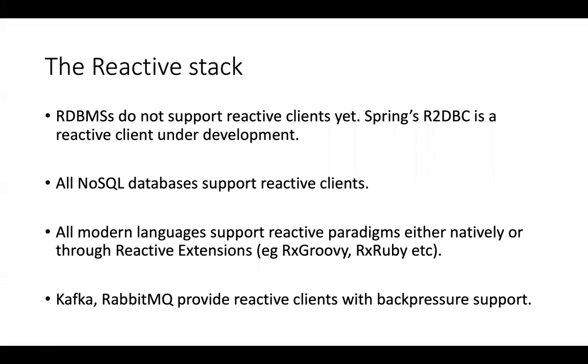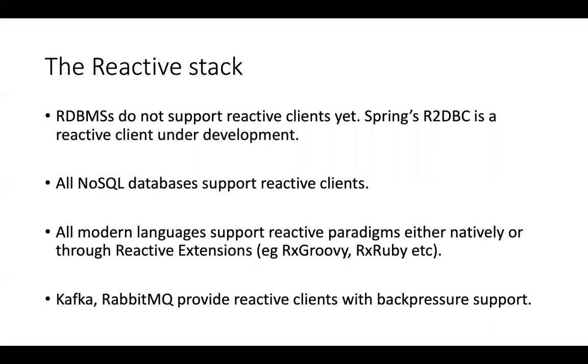Then NoSQL databases, all of our NoSQL databases like Cassandra, Mongo, Couchbase, Redis, they support reactive clients. Basically, they will give you an observable back, and whenever data is available, it will trigger a callback that you have specified, and you don't have to block anywhere.